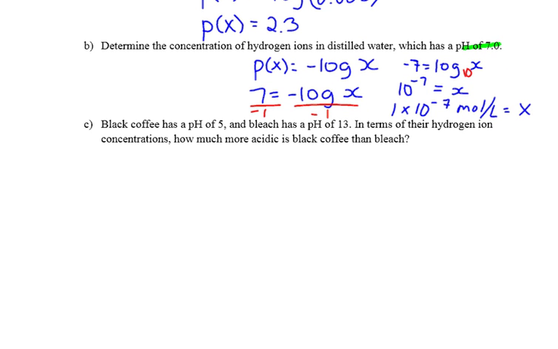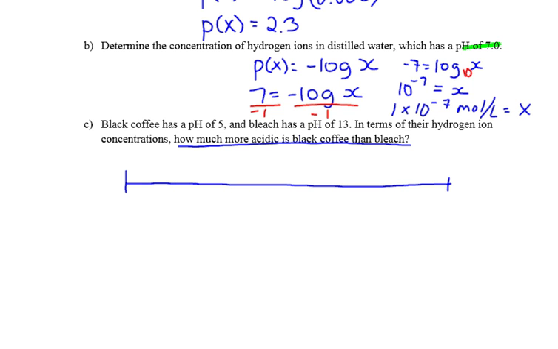Black coffee has a pH of 5 and bleach has a pH of 13. In terms of hydrogen ion concentrations, how much more acidic is black coffee compared to bleach? Does anyone remember how we solved this? If you wanted the intensity of something, you could use your scale.